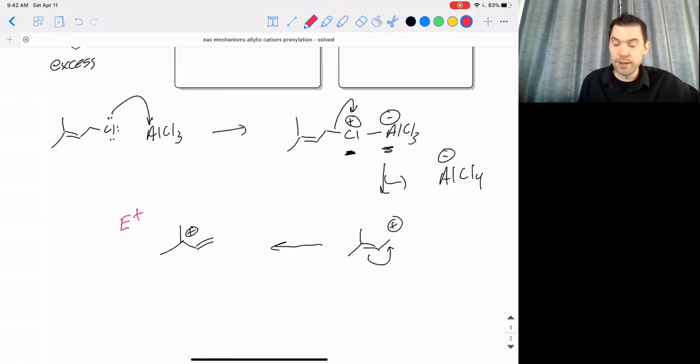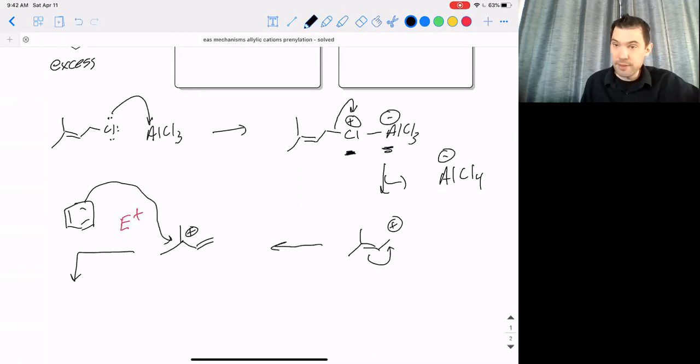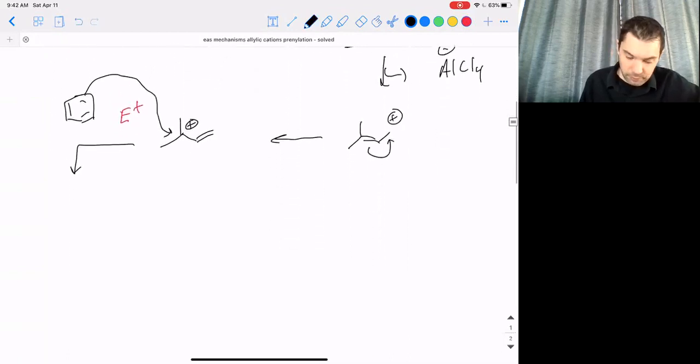E+. So step one here was to make E+, and now we have a good E+. So now what we're going to do is our EAS mechanism. And so I'm just going to draw in my benzene. Remember, all of these are going to start by the attack of benzene onto that electrophile.